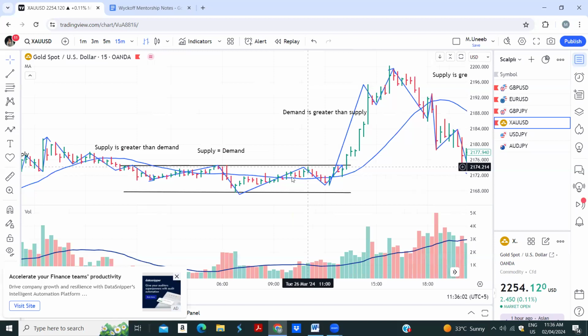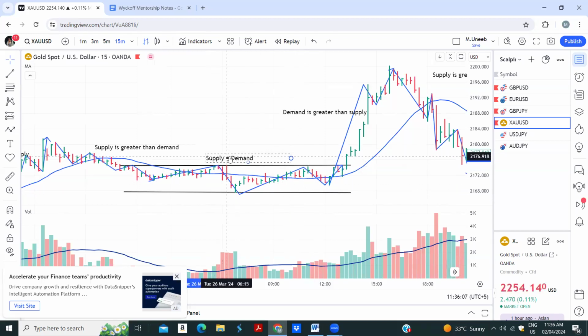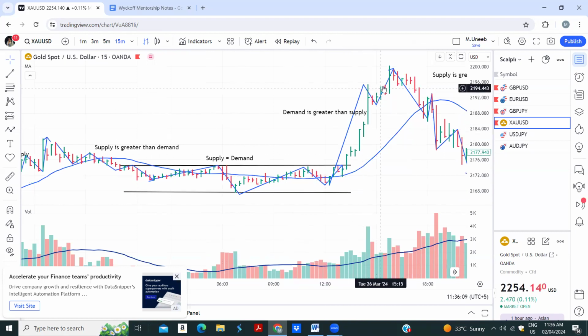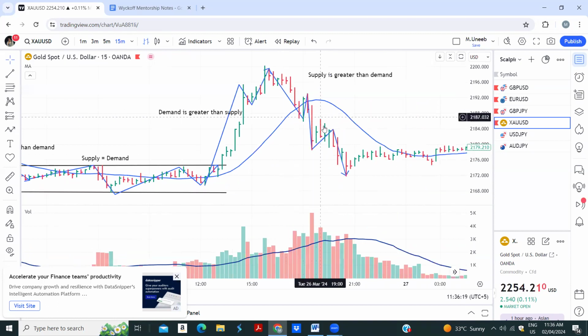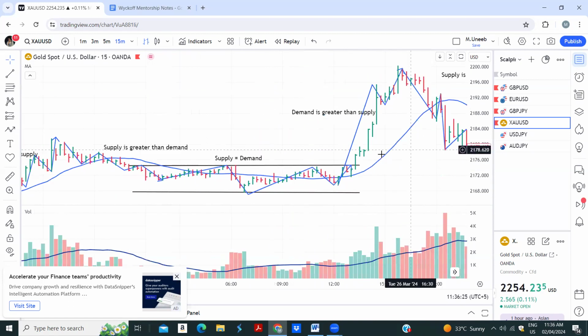Here the price is moving in a range or equilibrium. And here the supply is equal to demand. In this scenario, the demand is greater than supply, and you can say that the buyers are more than the sellers, so the price is moving up. Here in this situation, the supply is greater than demand, or the sellers are more than the buyers, so the price is moving down.